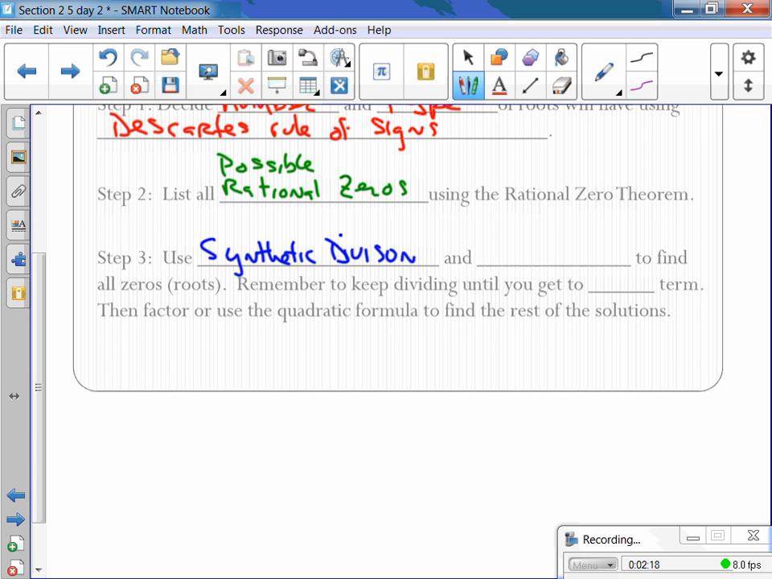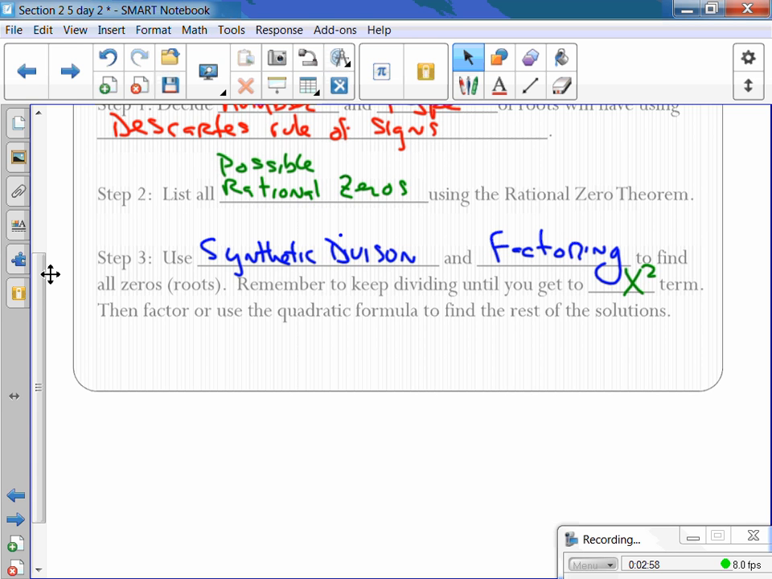using synthetic division and factoring, we can break that polynomial down a degree at a time, all the way until we get to the squared term. Then it just becomes a simple matter of solving a quadratic, whether you use the crisscross method, box method, or even the quadratic formula. So the only thing we're adding today is doing the synthetic division and then factoring.